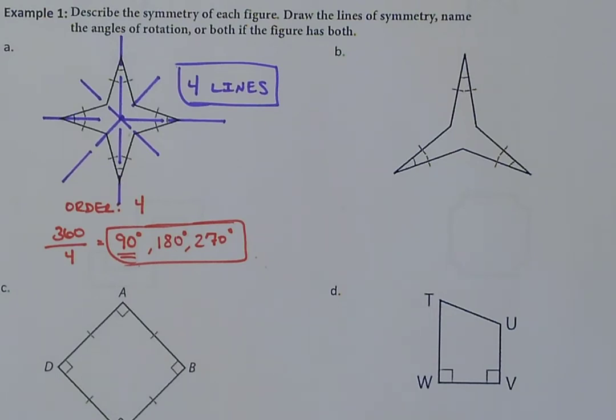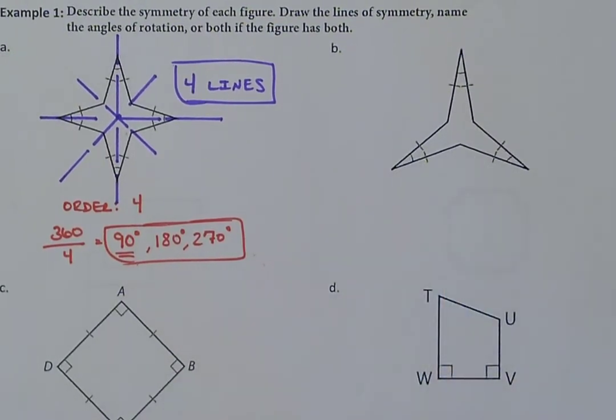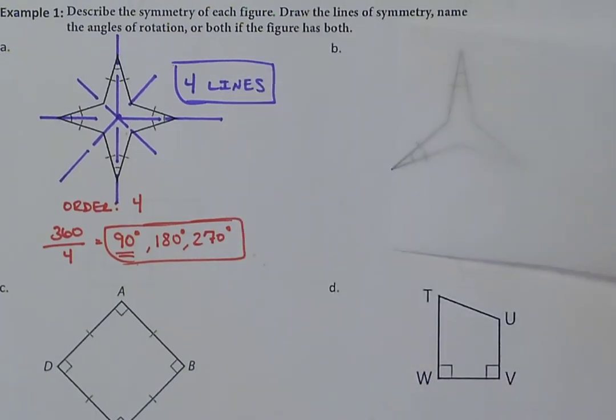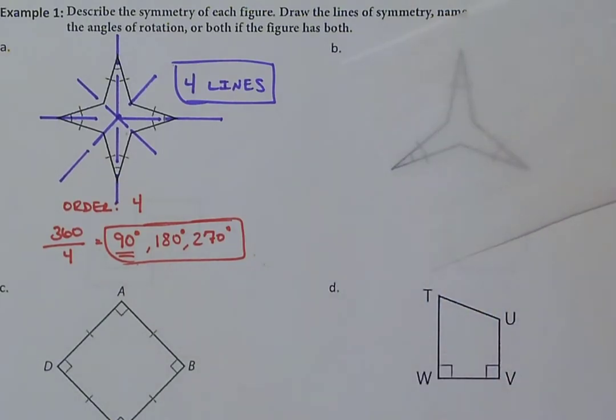All right, so with that said, let's continue on with a few more examples. Now for part B here, we have a 3-pointed star. What you would do for this is, again, trace your shape using parchment paper or wax paper. You trace it and then see how many times rotating that traced shape maps back onto itself.